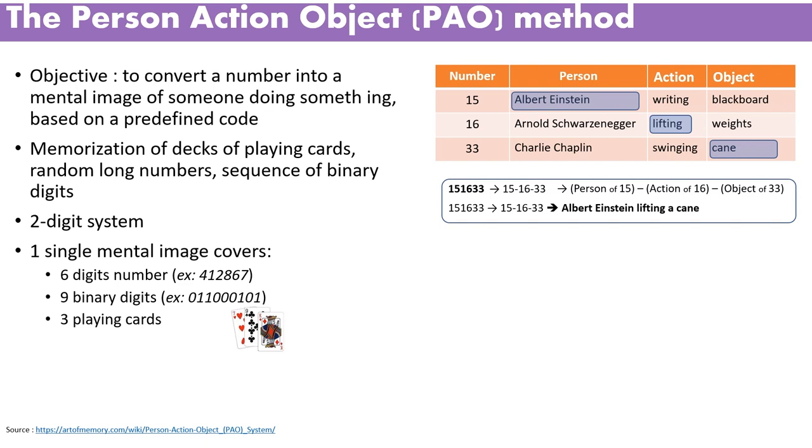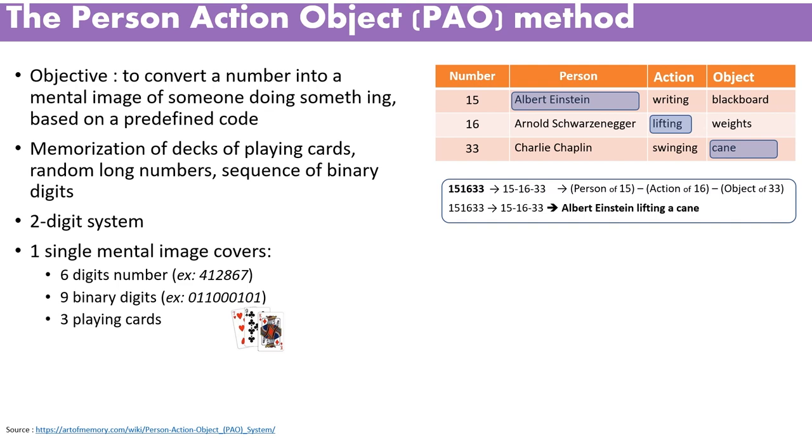And guess what? In 1 hour, you will still remember this mental image, but you will have completely forgotten the six-digit number 151,633. And then, if you want to recreate the six-digit number from the mental image, you just have to decode this mental image back to its original format of numbers by doing the reverse operation using your initial code. The person Albert Einstein means the number 15, the action lifting means the number 16, and the object cane means the number 33.